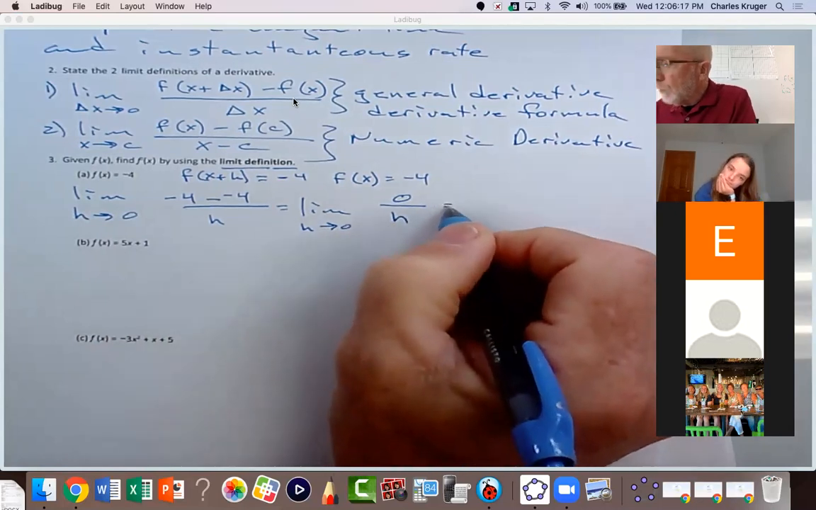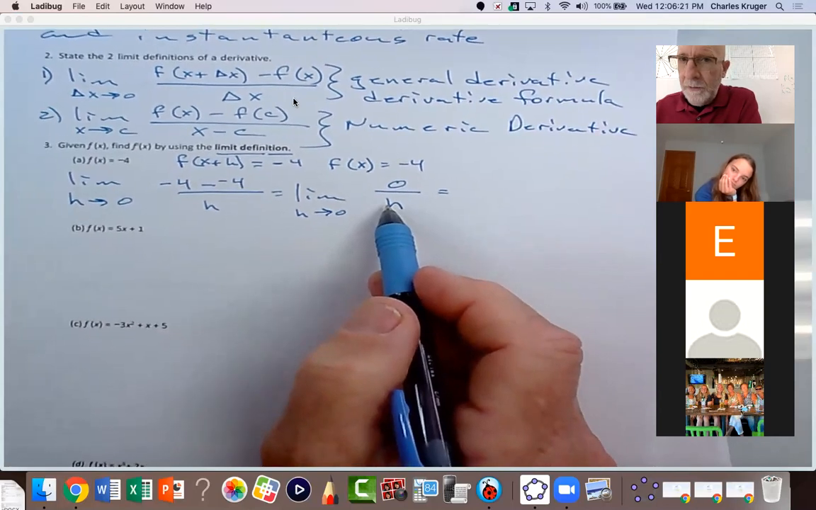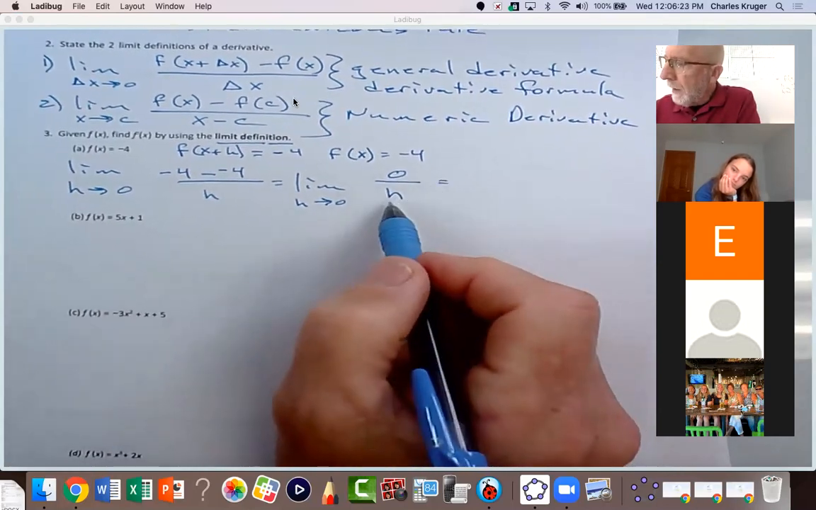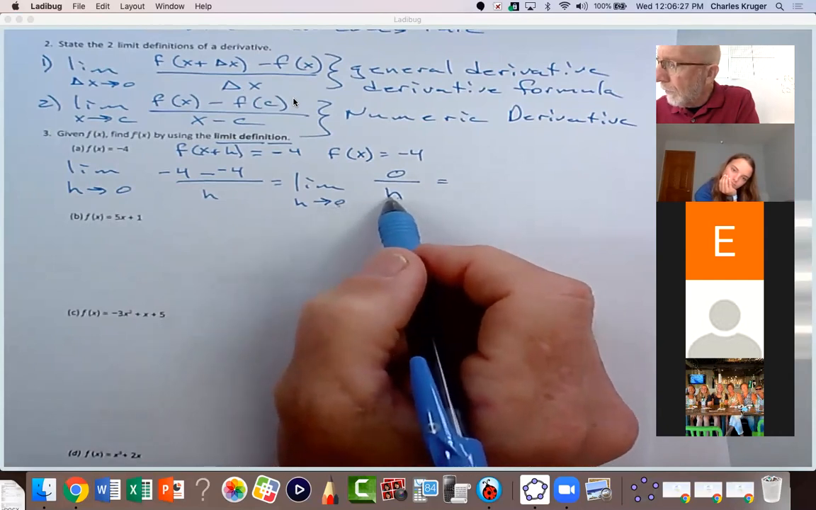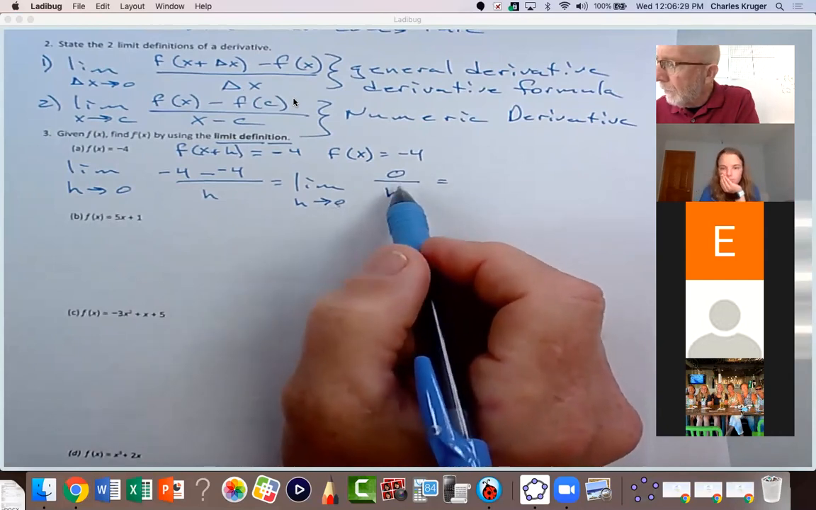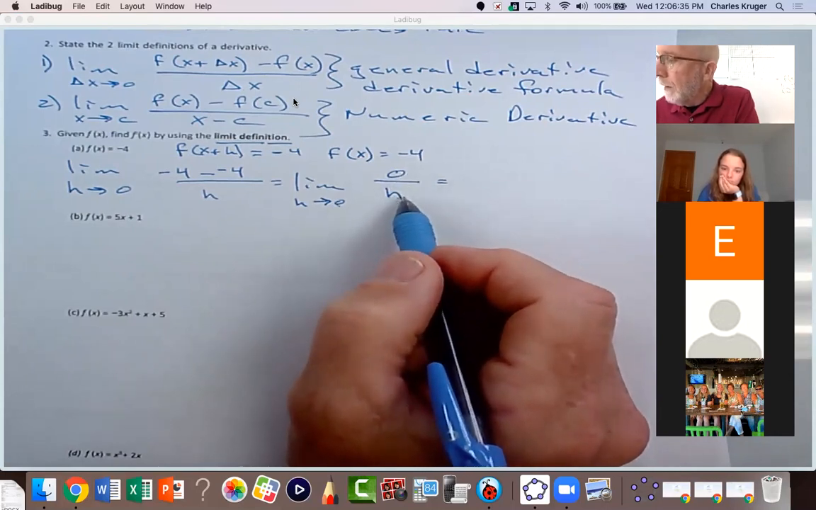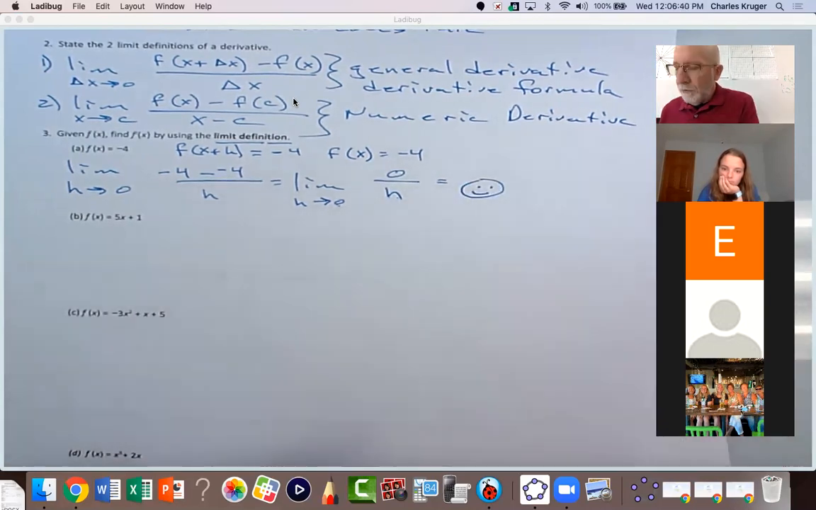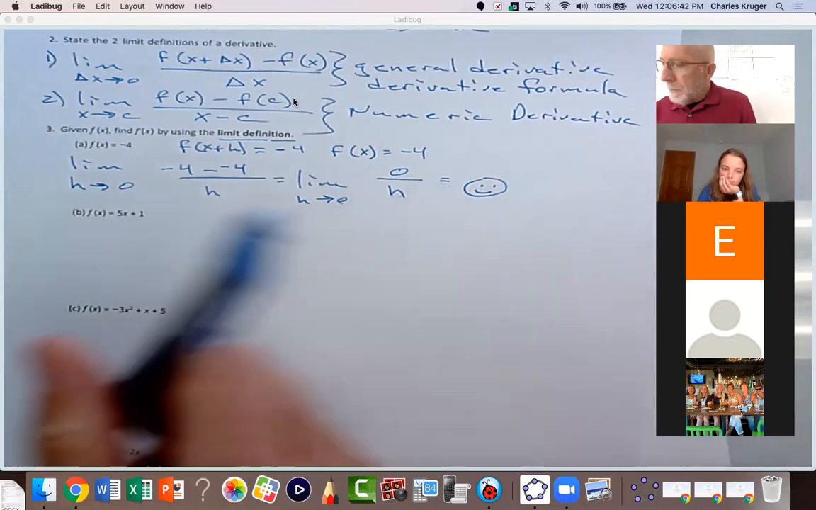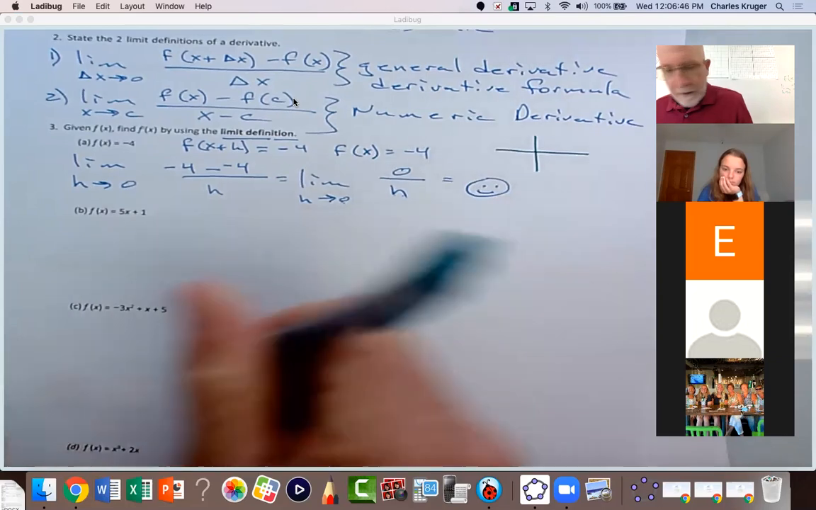Now, you can't write 0 over 0. You're never allowed to do that for any reason at all. But h isn't 0, it's going to 0. So I have 0 divided by 0.1, 0 divided by 0.001, 0 divided by 0.0000001, and all of those give me 0.